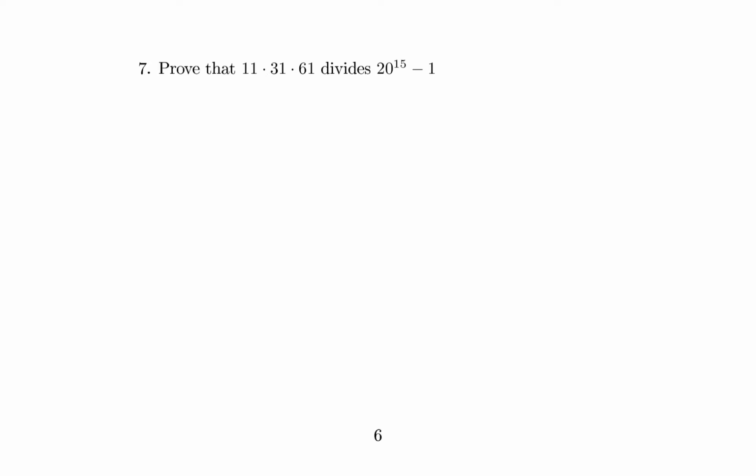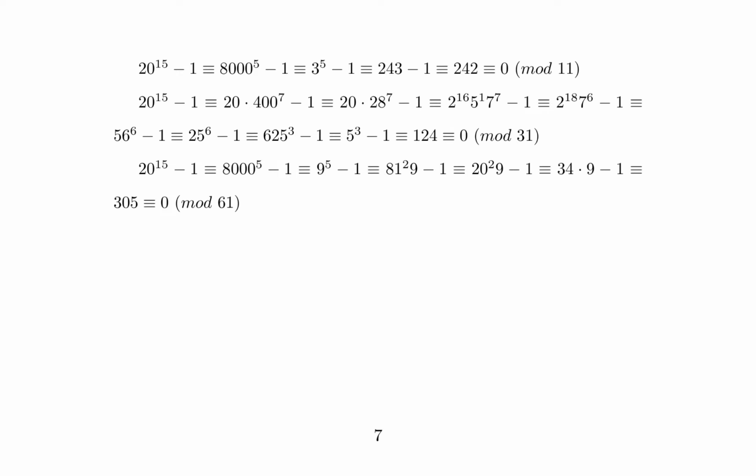Prove that 11 times 31 times 61 divides 20 to the power of 15 minus 1. Here we can prove it for all individual prime factors of the number, so 11, 31, and 61, without even calculating the number itself. For the 11 part, we have 20 to the power of 15 minus 1 is equal to 8,000 to the power of 5 minus 1. Mod 11, that's 3 to the power of 5 minus 1, which is 243 minus 1, 242, and that's divisible by 11.